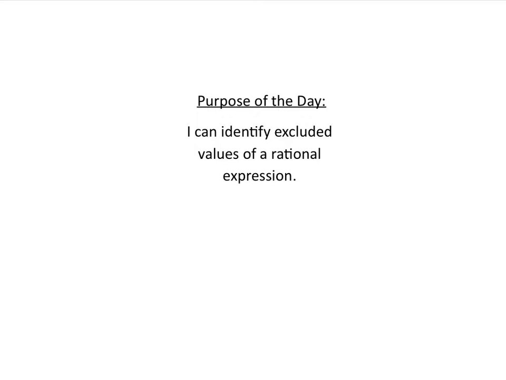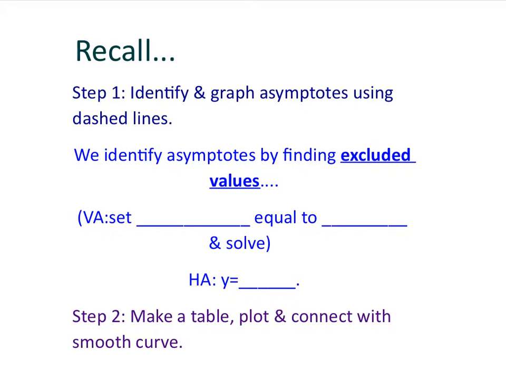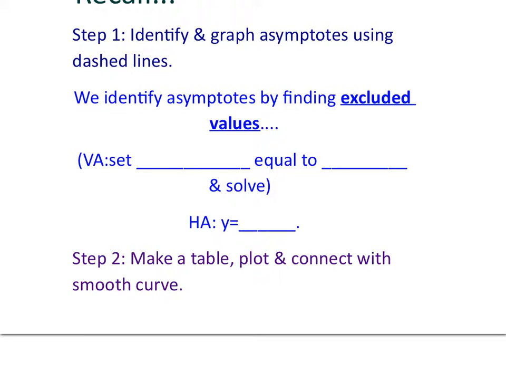Hello, and today's purpose of the day is I can identify excluded values of a rational expression. Let's recall some facts. Step 1 of rational functions is to identify and graph asymptotes using dashed lines. We identify asymptotes by finding their excluded values. How do I find the vertical asymptote and horizontal asymptote of a rational function?